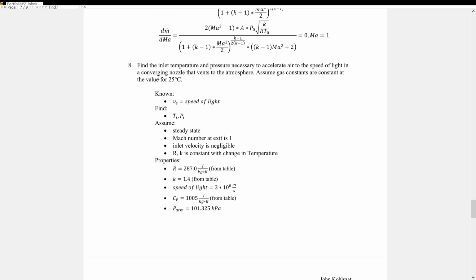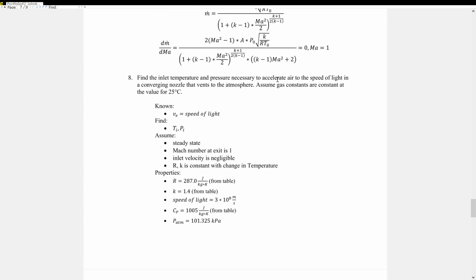Now for our final question, find the inlet temperature and pressure necessary to accelerate air to the speed of light in a converging nozzle that vents to the atmosphere. Assume gas constants are constant at their value for 25 degrees Celsius. Now this is necessary because at the extremely high temperatures and pressures that this problem is going to be calculated at, the gas constants actually change from what they are at the normal 25 degrees Celsius and are way farther apart. And the K value will also change since the values get closer and closer as the temperature increases.